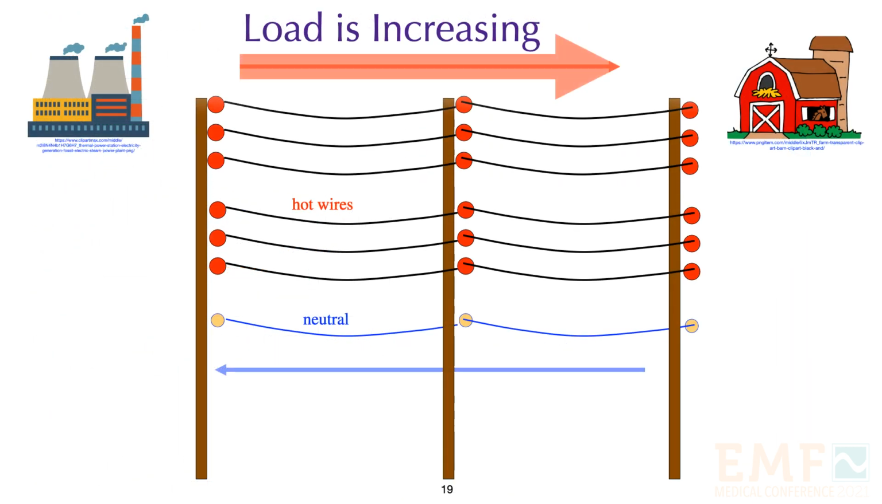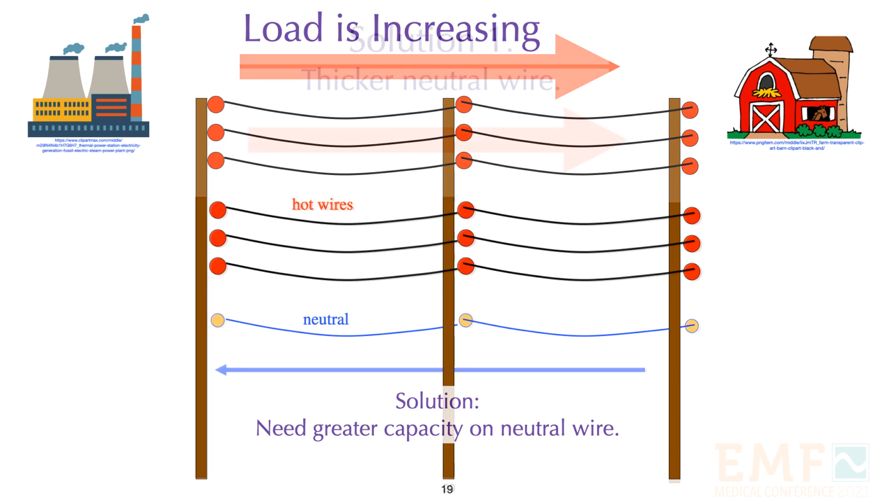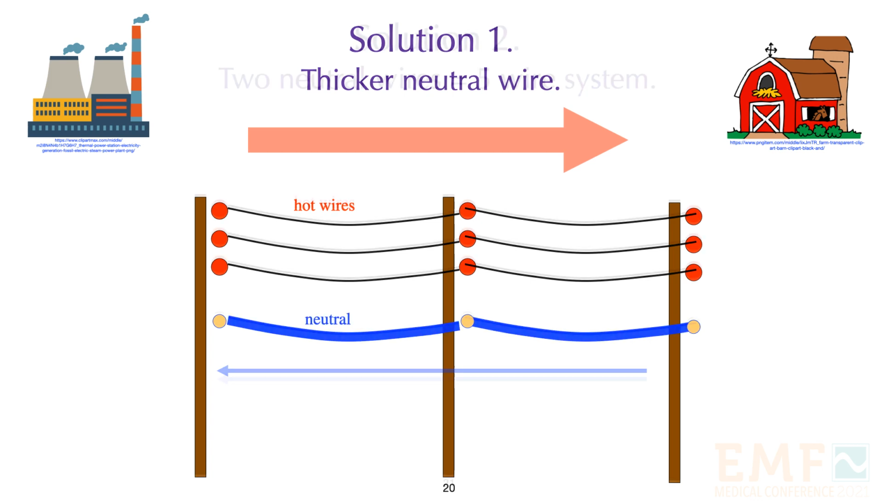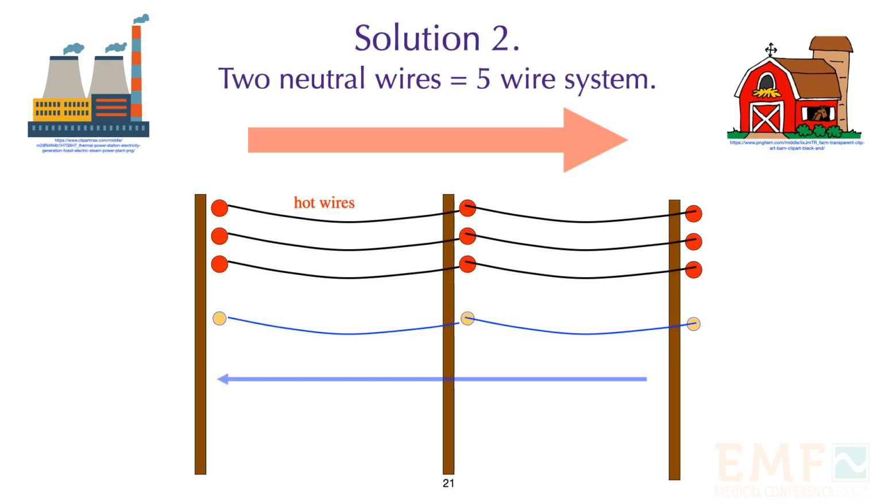Our use of electricity continues to grow, and many of the existing power line neutrals are inadequate to deal with the increasing load. The solution? We need more capacity on the neutral wire. One solution is a thicker neutral wire. Another solution is to have 2 neutral wires rather than 1. This is called the 5-wire system.